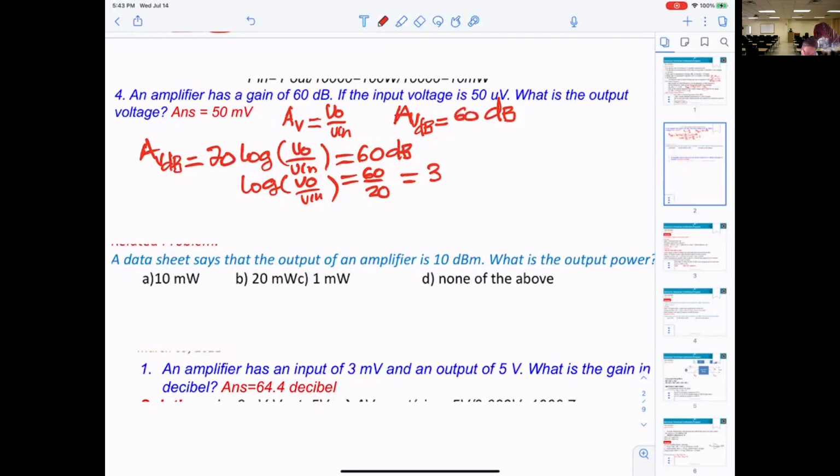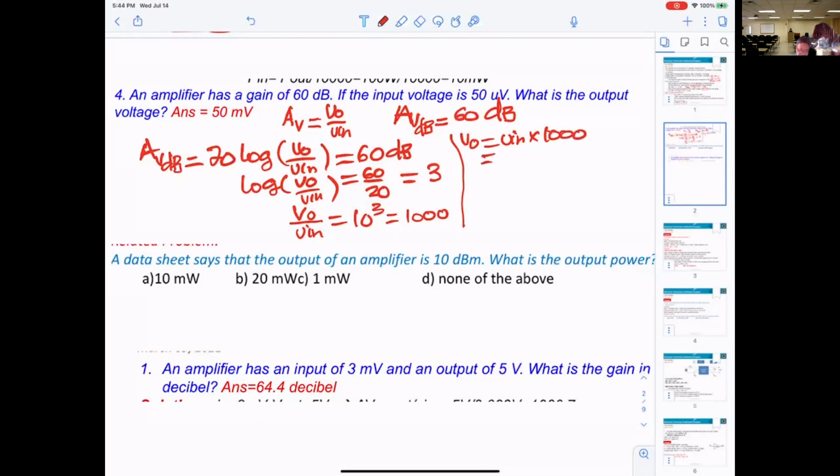Okay, so you get V out divided by V in, and that's a base 10 log, so you get 10 to the power of 3. That means equal 1,000. And now you already have the V in. You're able to calculate the V out. V out equals V in times 1,000.